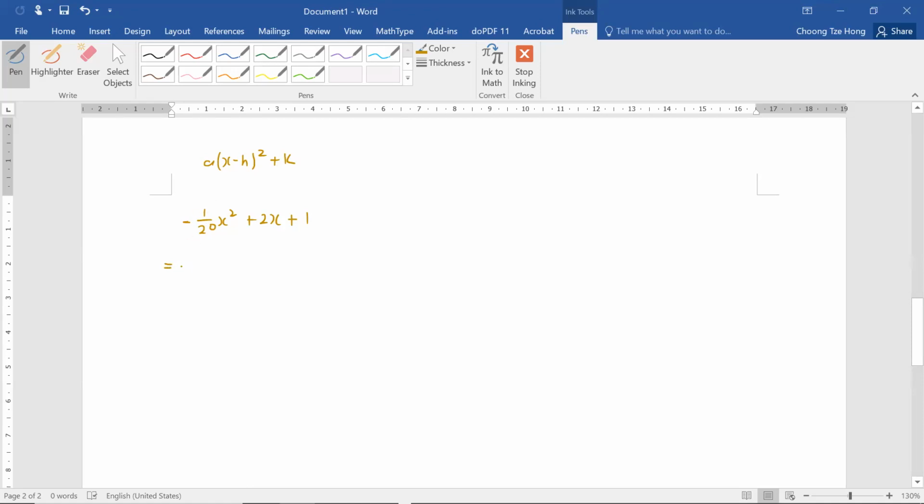The coefficient of x squared here is negative 1 over 20. So the step is always to bring it out, so that the coefficient of x squared becomes a positive 1. Then the next question to ask yourself: negative 1 over 20 times what will become 2x? You should realize that it's going to be negative 40. You try negative 40 times negative 1 over 20, the negative becomes positive, so it's correct. Then 40 over 20 gives you the 2.